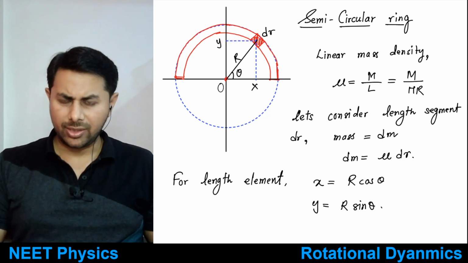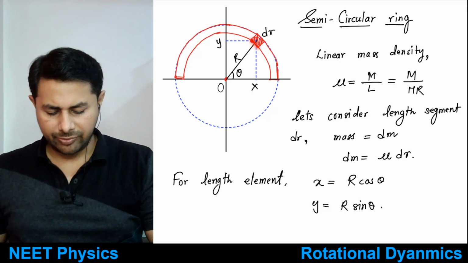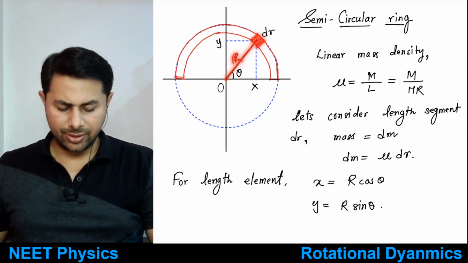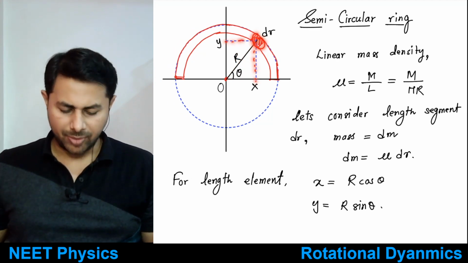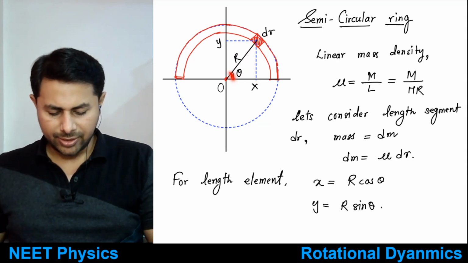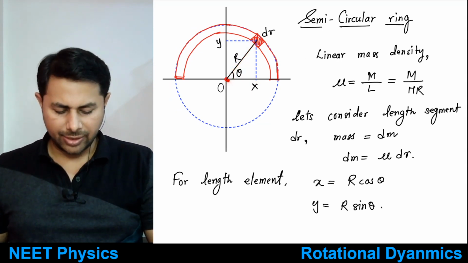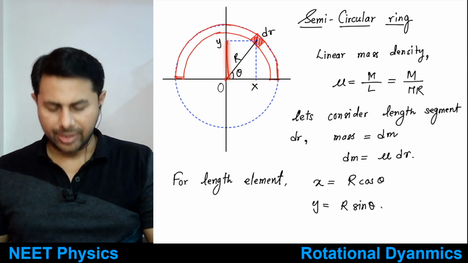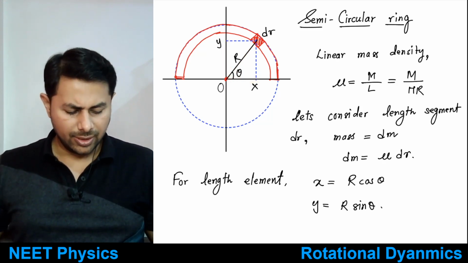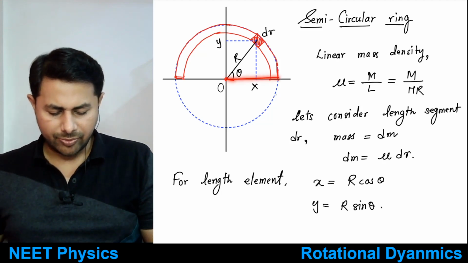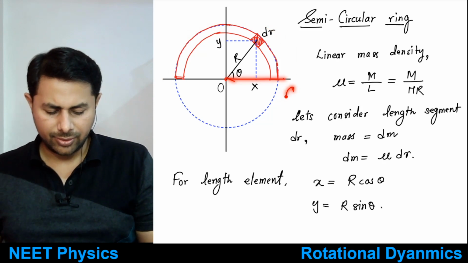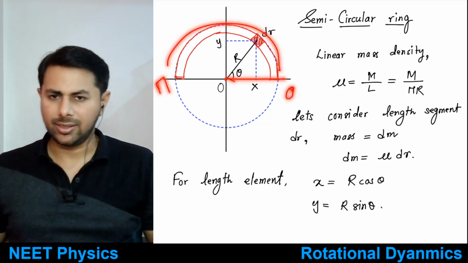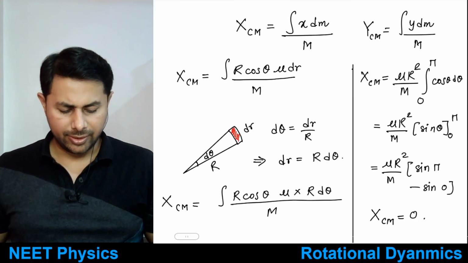Now we solve it using the same method. We take again a small piece of that, at a distance of r from the origin. Then you find the x coordinate and the y coordinate of the small piece. Suppose it is at angle theta. We know that x would be equal to r cos theta, y would be equal to r sin theta. And then theta will change from 0 to 180 degrees, from 0 to pi.